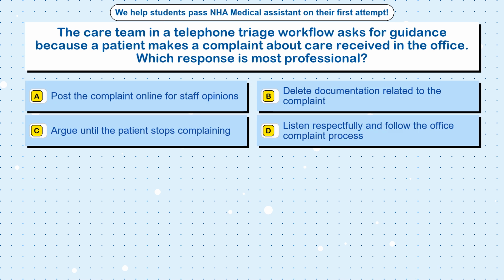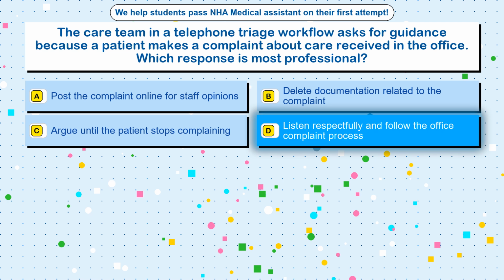Question 11. The care team in a telephone triage workflow asks for guidance because a patient makes a complaint about care received in the office. Which response is most professional? Option A, post the complaint online for staff opinions. Option B, delete documentation related to the complaint. Option C, argue until the patient stops complaining. Option D, listen respectfully and follow the office complaint process. The correct answer is option D, listen respectfully and follow the office complaint process.